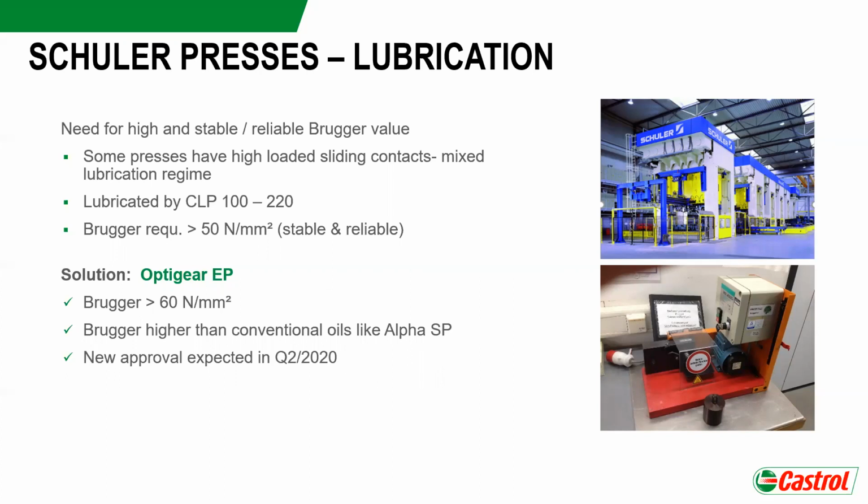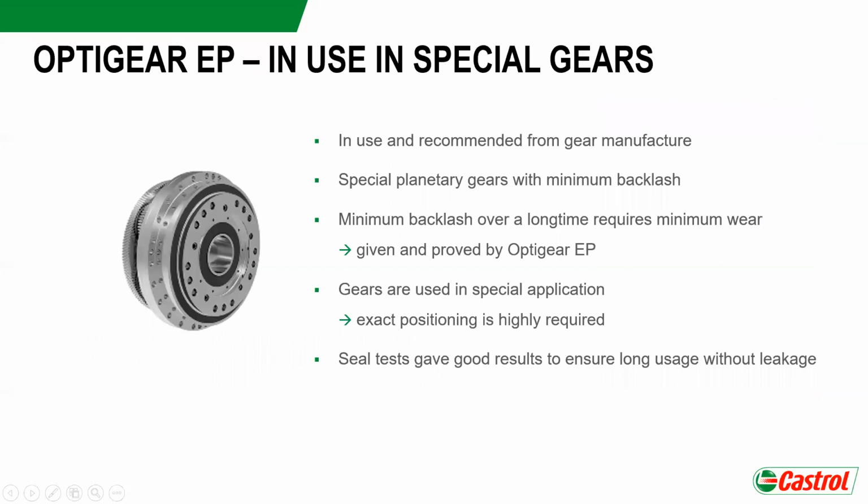Another application on the next slide is the relatively small planetary gearboxes, which go through a lot of start-stop motion and switching and need to be very accurate over the lifetime, so minimum backlash is required. OptiGear EP was tested in long-term field trials with excellent results in these gear types.